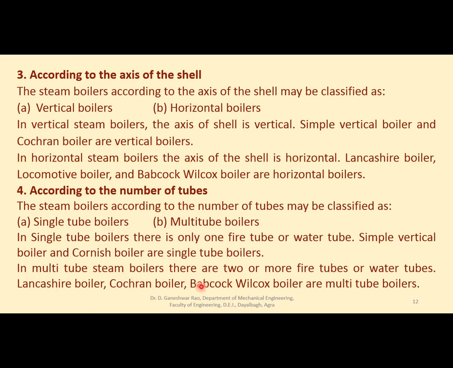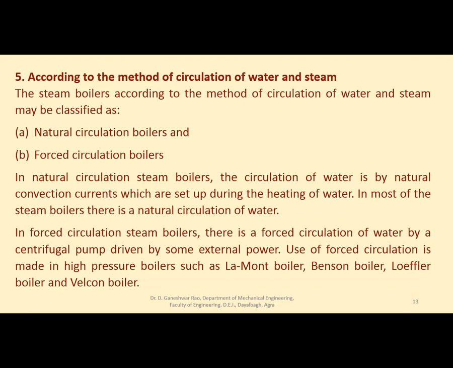In multi-tube steam boilers, mostly we have multi-tube steam boilers. There are 2 or more fire tubes or water tubes. Lancashire boiler, Cochrane boiler, Babcock-Wilcox boiler are multi-tube boilers. Now, according to the circulation of water and steam, अगर natural circulation है या forced circulation है. Generally, water circulation is natural in most of the boilers, and the flow is by natural convection currents, which are set up during the heating of water, right?